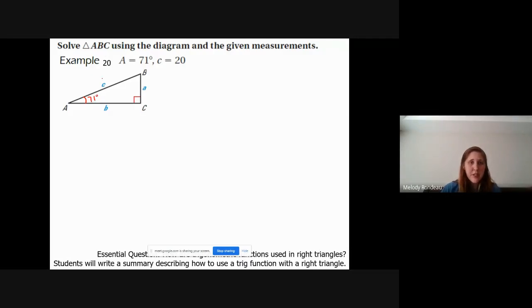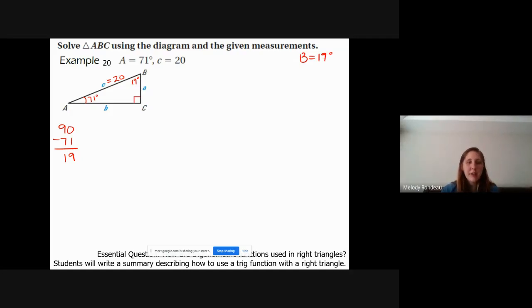Then I'm going to go to C. This time we're given the hypotenuse as 20. And again, I typically like to start with the angle. And so I'm going to do 90 minus 71, and that's going to give me 19. So my missing angle is 19 degrees, and I'm going to make my list over here. B is 19 degrees. Great.